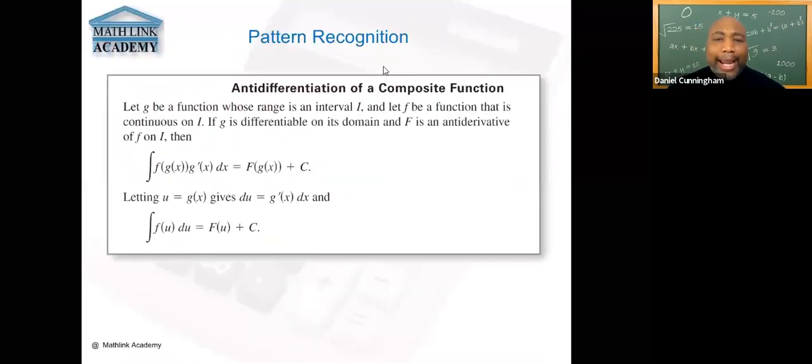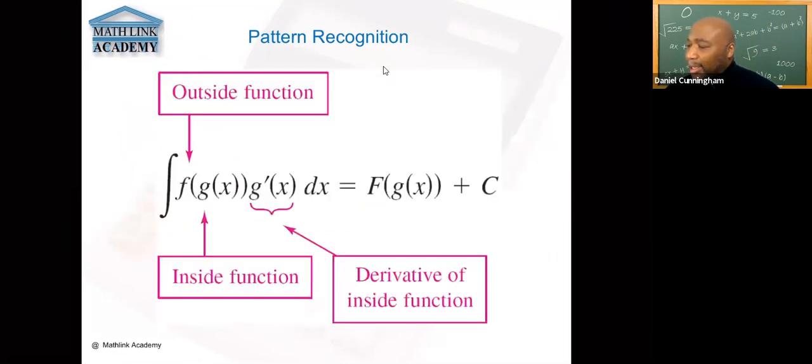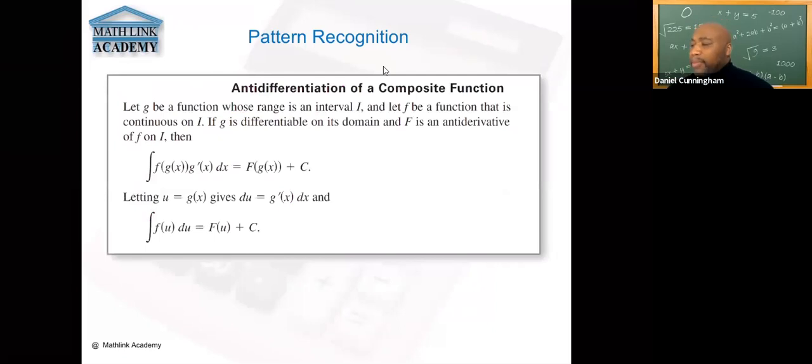So here's our differentiation of a composition function, or a composite function. Let g be a function whose range is in some interval I, and let f be a function that is continuous in I. If g is differentiable on its domain, and capital F is the antiderivative of f on I, then we have this.